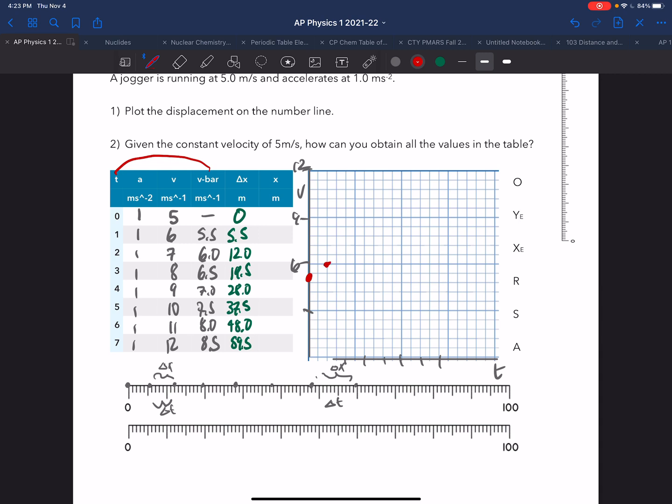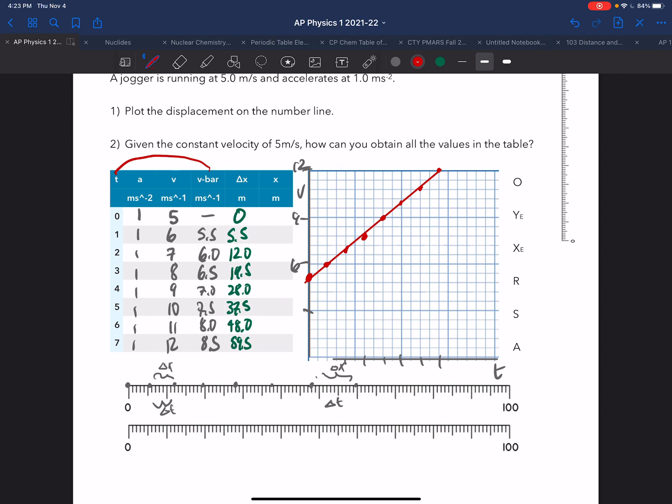And then at time 2, we have a velocity of 7. Time 3, we have a velocity of 8. Time 4, we have a velocity of 9. 5, we have a velocity of 10. 6, we have a velocity of 11. And 7, we have a velocity of 12. So that is our VT graph.